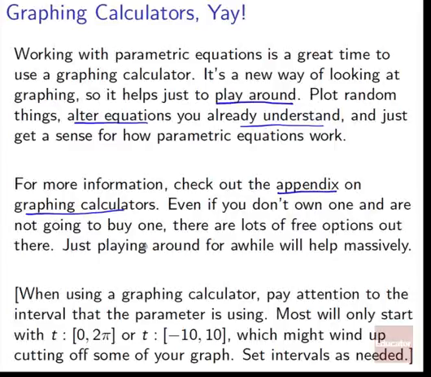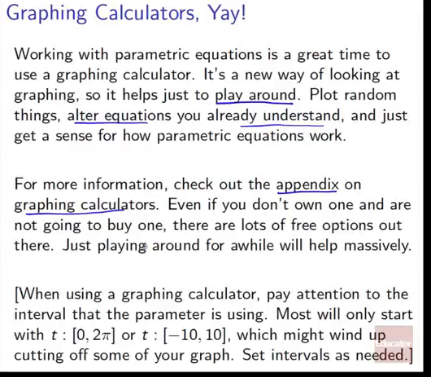Also, when you're using a graphing calculator, pay attention to the interval that the parameter is using. Most will start with t going from 0 to 2 pi or from negative 10 to 10, but because the interval is limited at the beginning, it might wind up cutting off some of your graph. So pay attention to what interval it starts off giving your t, and set the interval as you need for whatever you're plotting. If you have absolutely no idea what interval you want, you might start with a really big interval like negative 20 to 20, or maybe go crazy like negative 100 to 100. That will very likely catch anything you'd want to graph, but it's going to take your graphing calculator longer to plug through all of that interval than a small one. So that's something to think about as you're working with a graphing calculator.